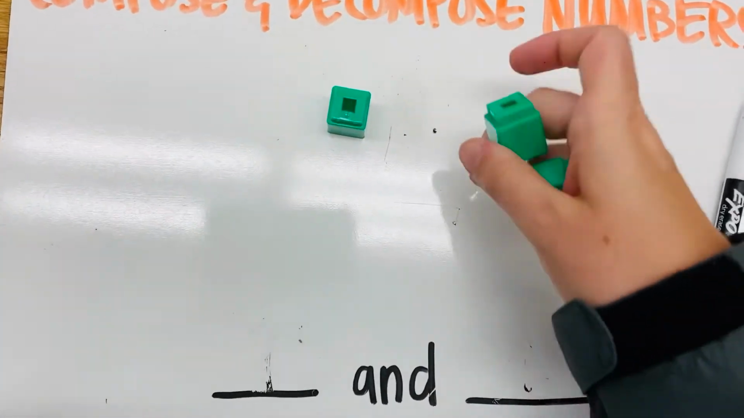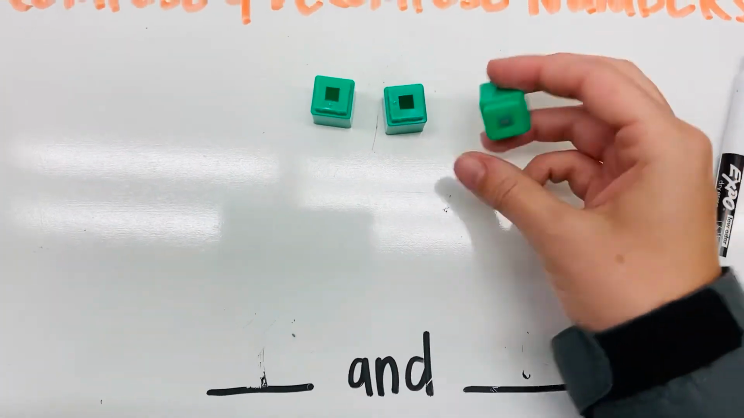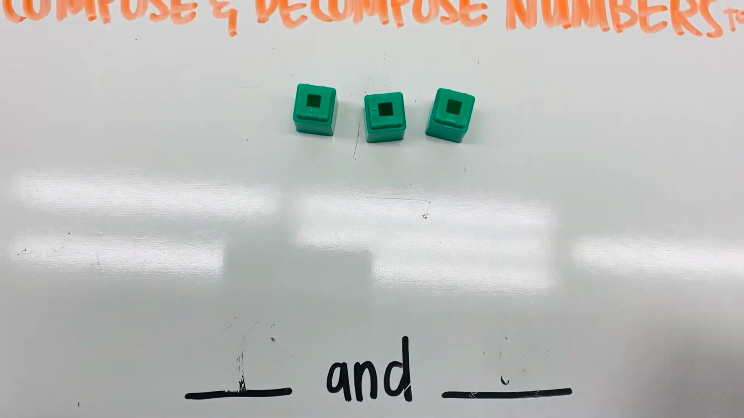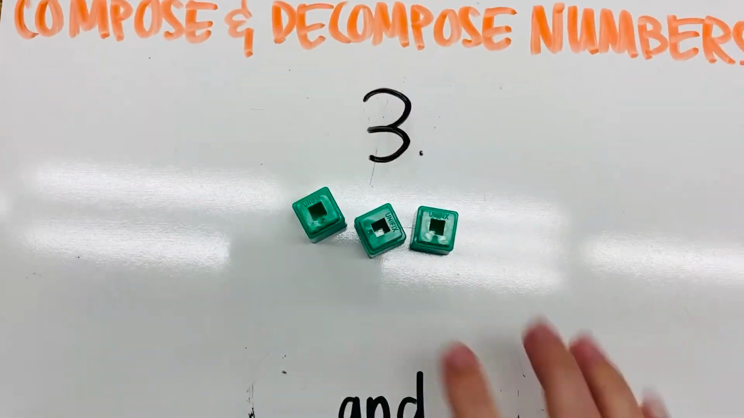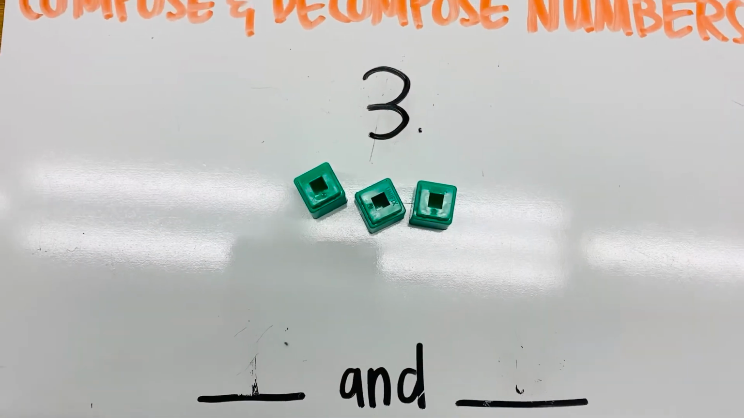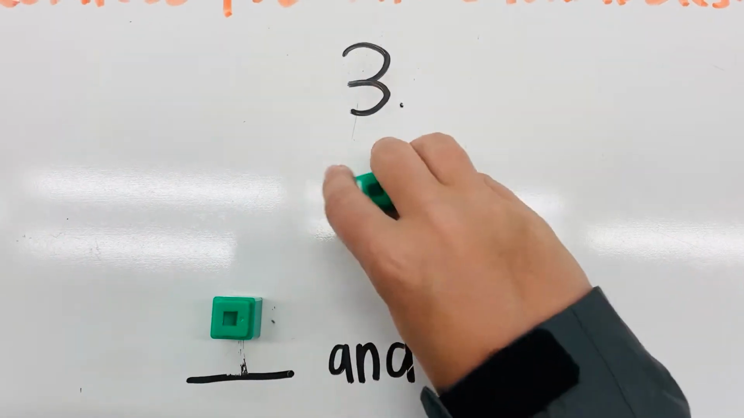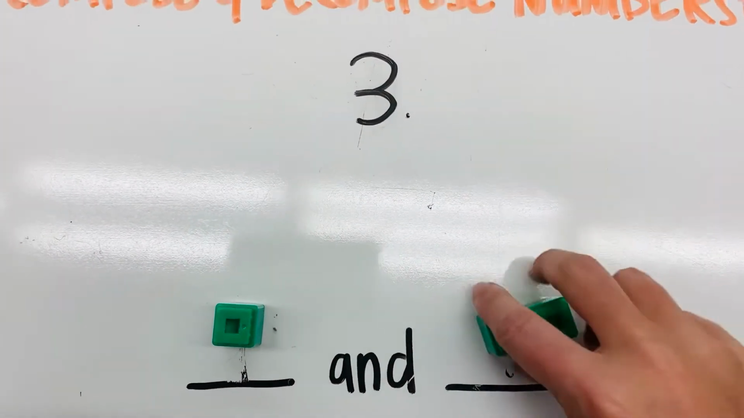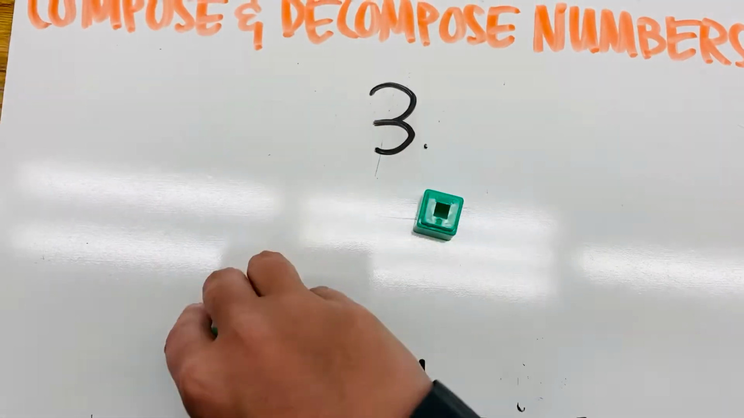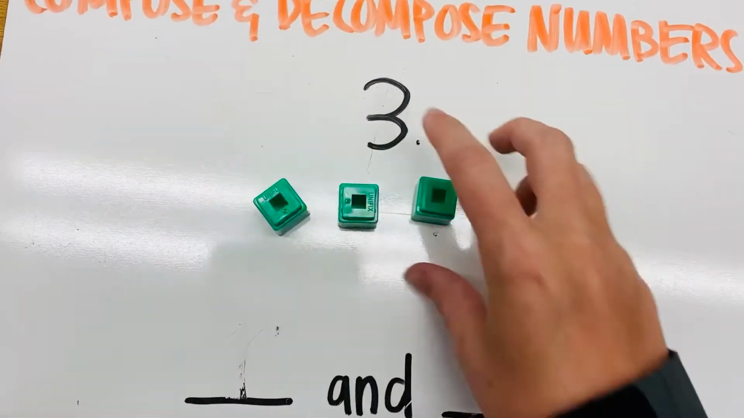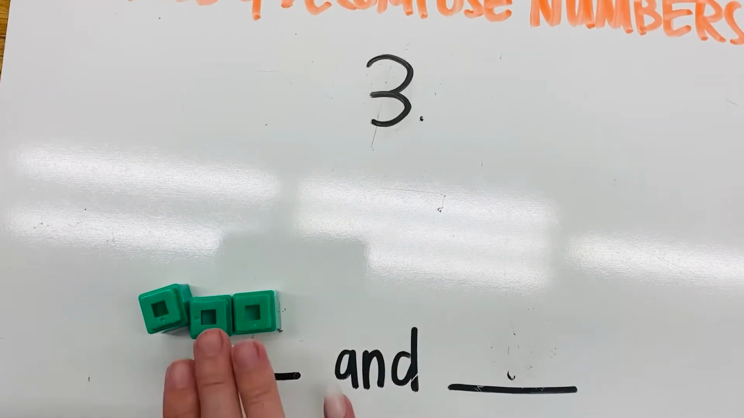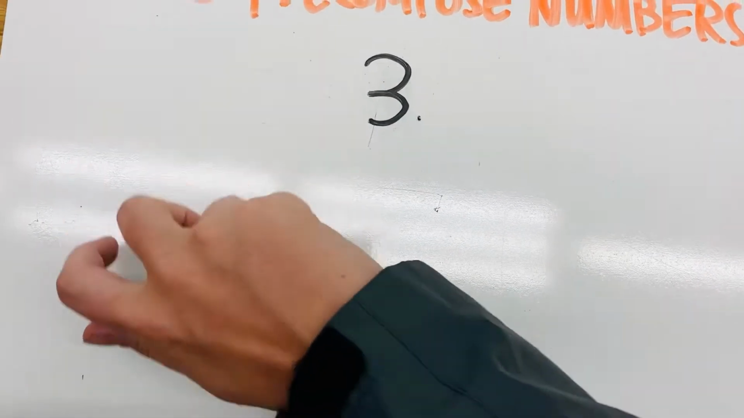So let's go ahead and look at 3. If we have 3, let me write that number up here too. 3. We can break down 3 into a few different ways. We can put 1 right here and 2. We can put 2 and 1. Or of course we can put all 3 over here. We can do 3 and 0, okay?